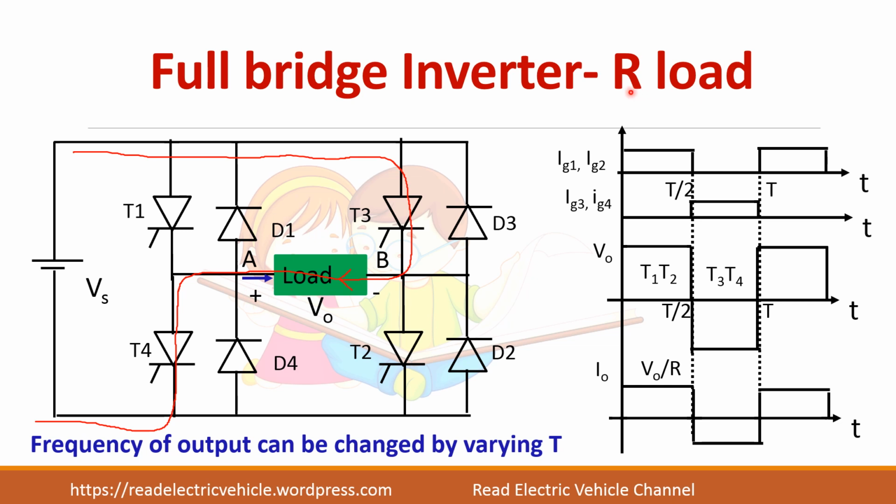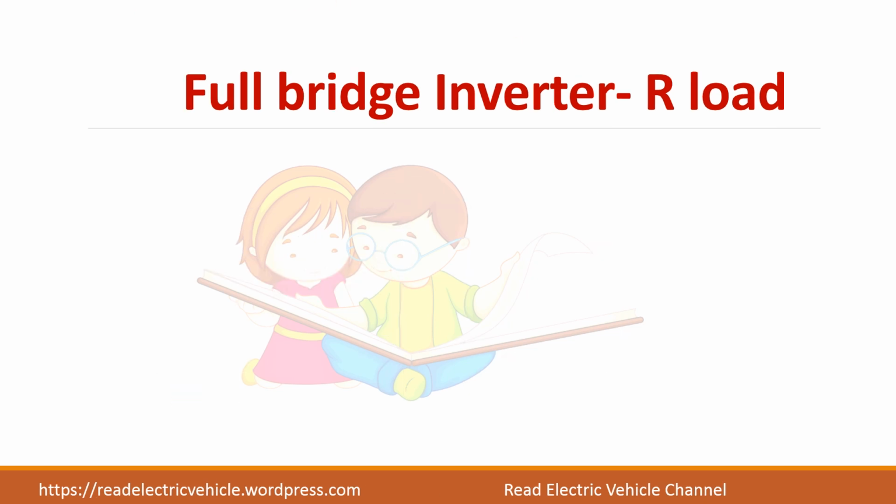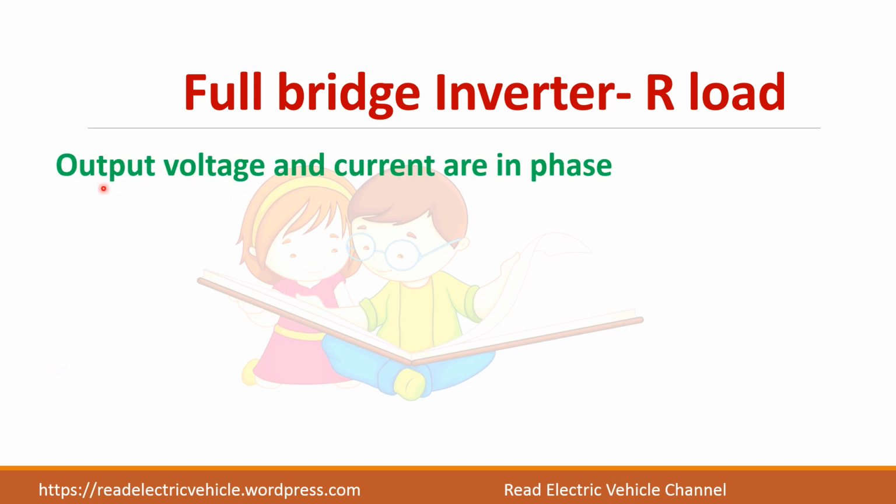And since it is considered to be R load, I0 is equal to V0 by R. So in single phase full bridge inverter with R load, the output voltage and current are in phase and diodes are not used.